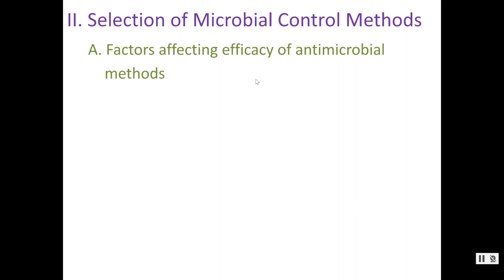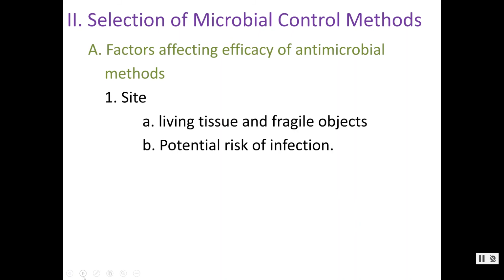Selection of microbial control methods. The first thing we're doing is we have to consider all of the factors that determine how effective this method of controlling microbial growth is. First thing we have to determine is what surface am I trying to disinfect? Is it my toilet bowl or is it my wooden dresser? Is it living tissue, fragile objects? You're going to make some decisions based on what surface you're trying to control microbial growth on.